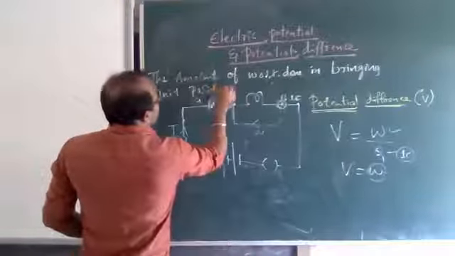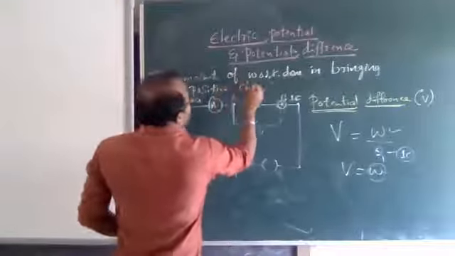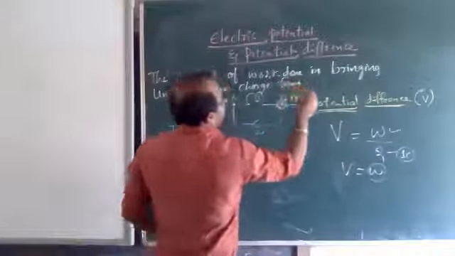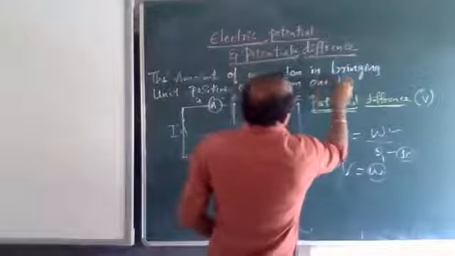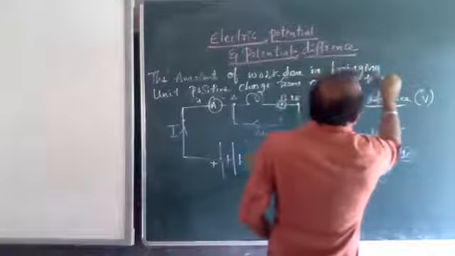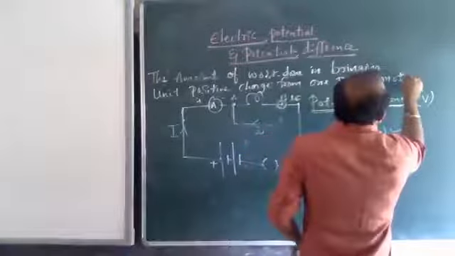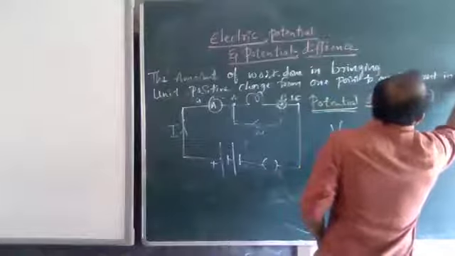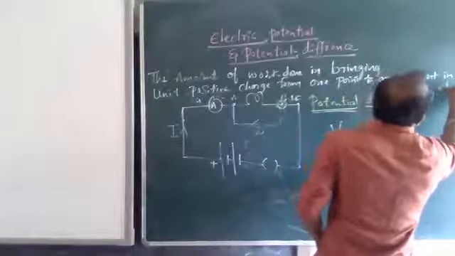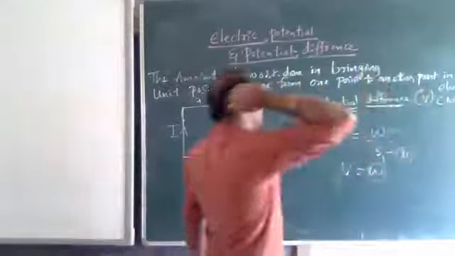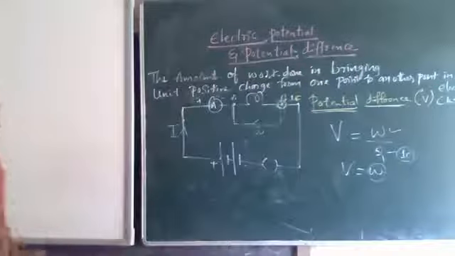Unit positive charge from one point to another point in an electrical circuit. So this is potential difference.